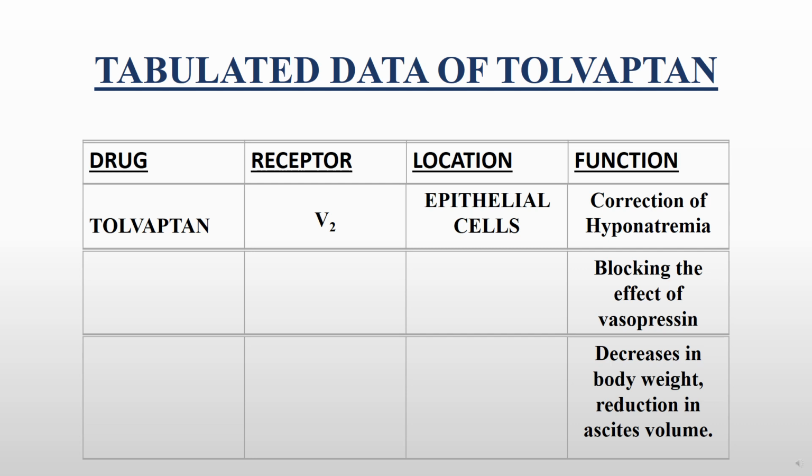So far we have understood quite a few important points about tolvaptan, as summarized here. It acts on the V2 receptor located on the epithelial cells of the nephron. And functions include correction of hyponatremia by blocking the effect of vasopressin, and it also causes weight reduction and decrease in ascites volume.